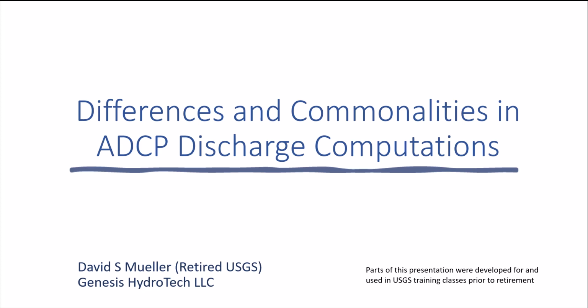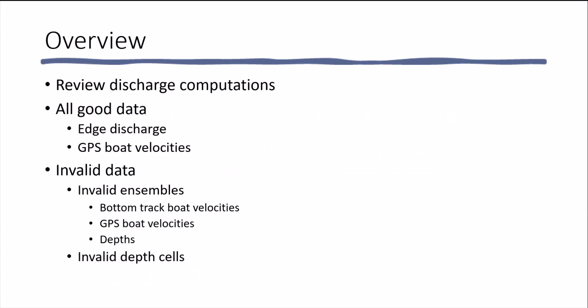In this session, I'm going to cover how discharge is computed from the data collected by the ADCP. We're going to review the discharge computations, show how those computations are accomplished when all the data are good, and then we're going to cover what happens when data are invalid. Invalid ensembles due to invalid bottom track, invalid boat velocities due to GPS outages, and invalid depths, as well as invalid individual depth cells.